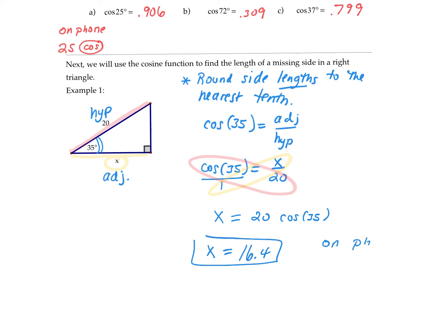Okay, if you're using your phone, you have to type things in a little differently. Type in 35, then press cosine.